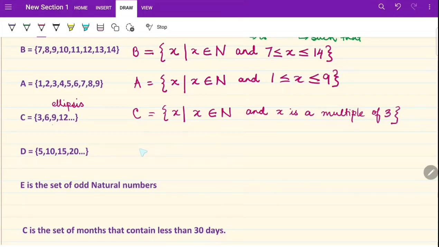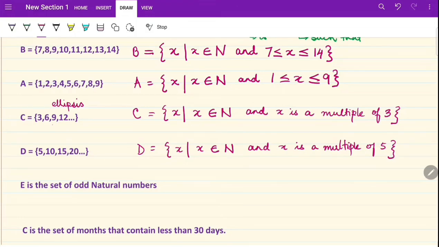So we'll write it as D equals, open brackets, X such that X is a member or belongs to the set of natural numbers, and N denotes the set of natural numbers, and X is a multiple of 5. All right, of 5.